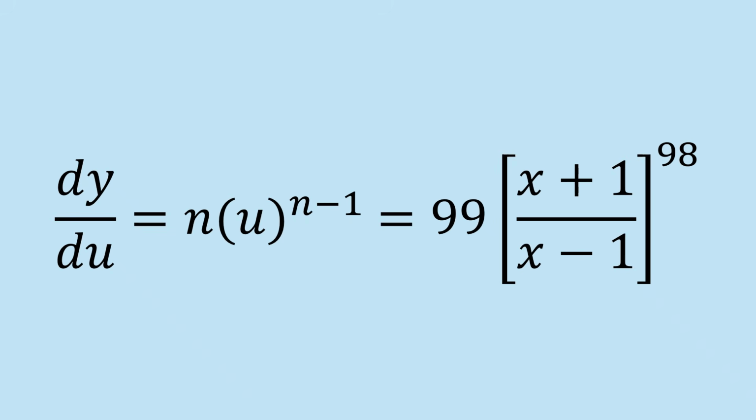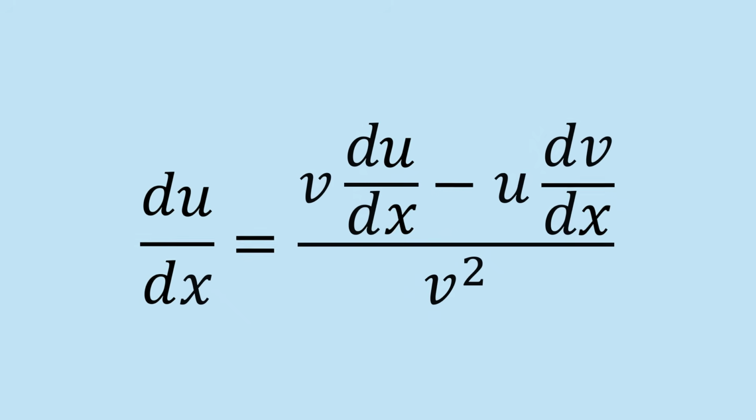On the other hand, the derivative of u with respect to x can be determined using the quotient rule. The denominator times the derivative of the numerator, u, with respect to x, minus the numerator, u, times the derivative of the denominator with respect to x, all over the denominator, v squared.